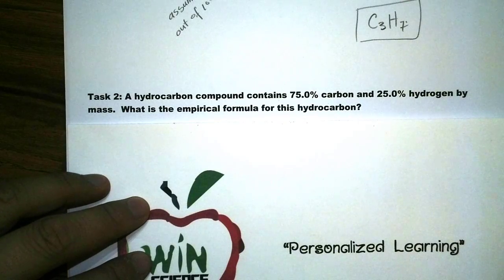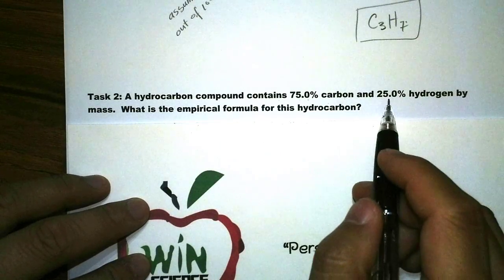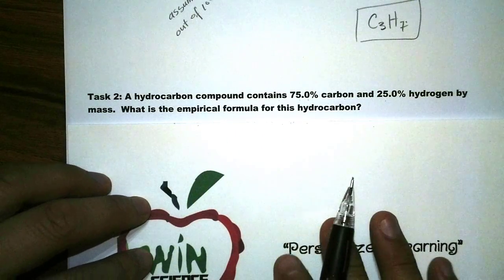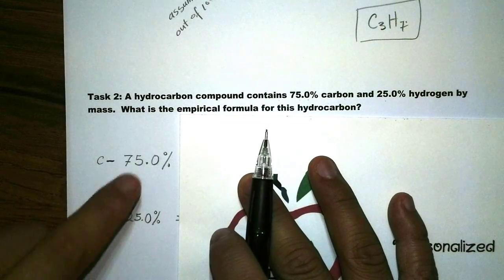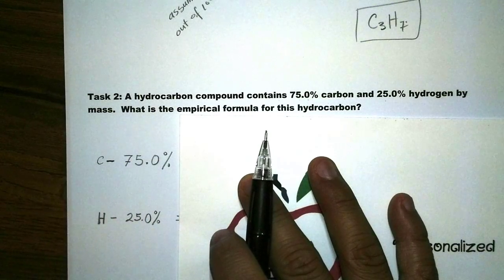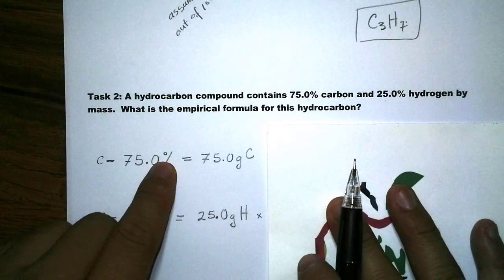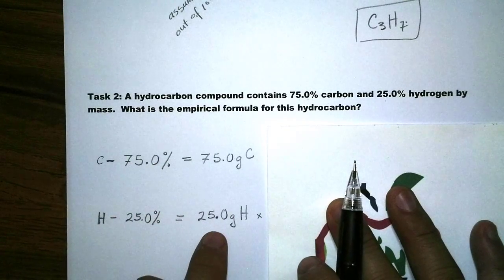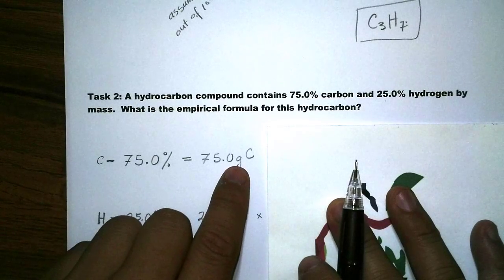Let's try another example. A hydrocarbon compound again contains 75% carbon and 25% hydrogen by mass. What is the empirical formula for this hydrocarbon? Again, I have my percentage for carbon and hydrogen. And what can we do to change this percentage to mass? We have to assume that this sample is out of 100 grams. And when we do that, all we have to do is take the percentage and just change it to grams. Notice how we have 25.0% equal to 25 grams of hydrogen. And for carbon, 75% becomes 75 grams of carbon.